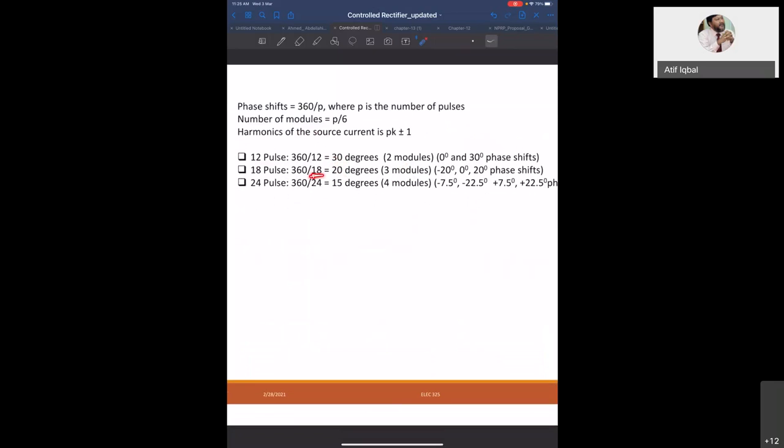Now, if you have 18 pulse, then for 18 pulse, you need 20 degree phase shift, and there are three modules. So there are three modules and you need a phase shift among them of 20 degree. So how do we achieve that? Six pulse: we operate this at 0 degree, we operate this at plus 20 degree, and we operate this at minus 20 degree. If we do it like this, then we can get 18 pulse at the output.